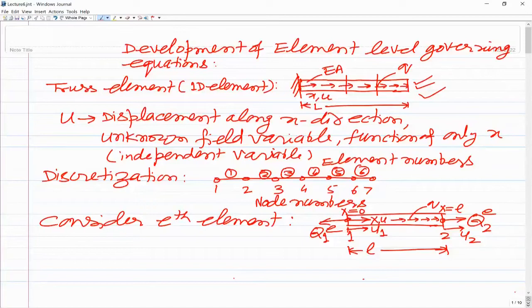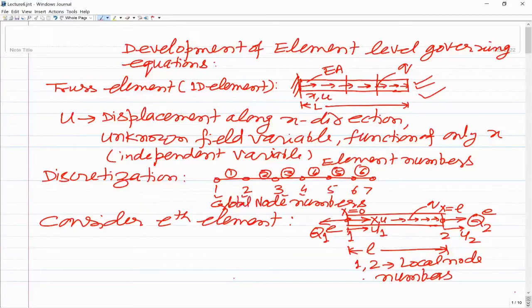And here if you look at this 1 and 2, they are different from these 1, 2, 3, 4, 5 I have written. Here, 1 and 2 are local node numbers. That is, 1 is the first node, the starting node, and 2 is the end node of one particular element. So these are different from these nodes, which you can say are the global node numbers.